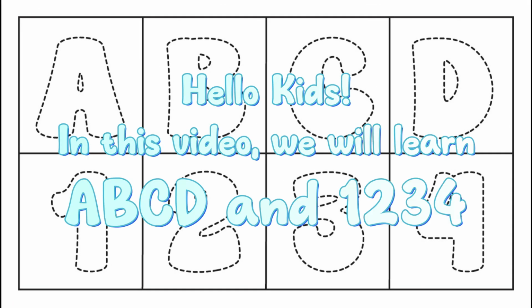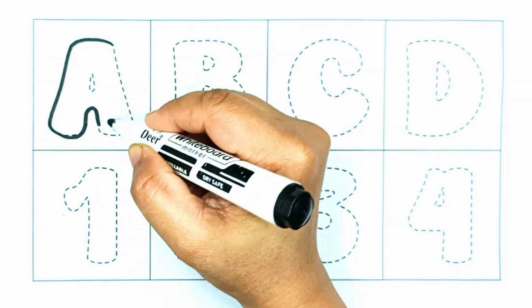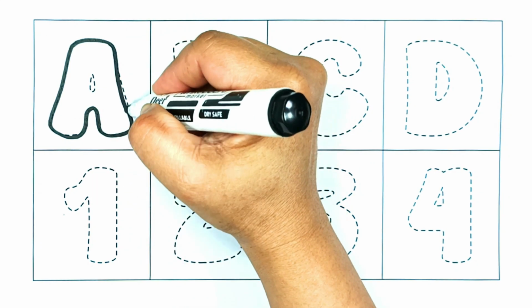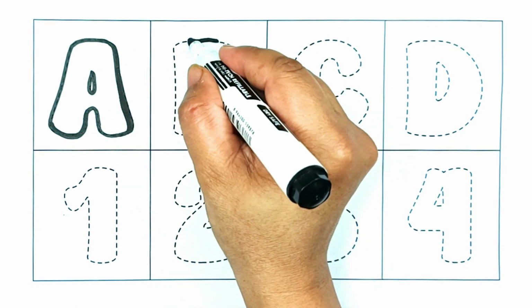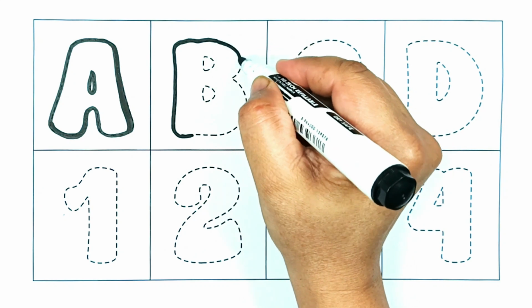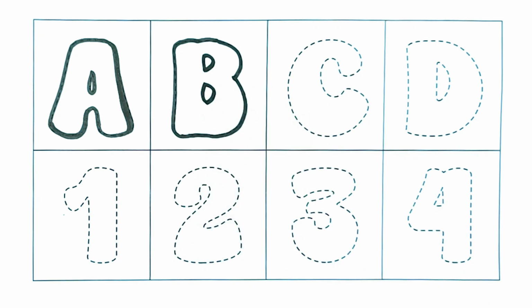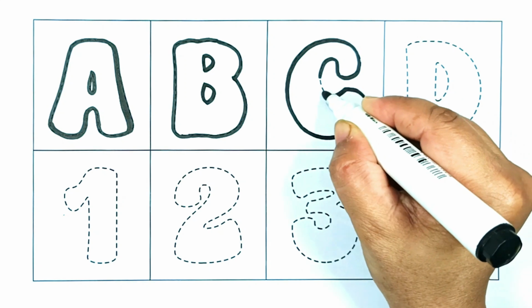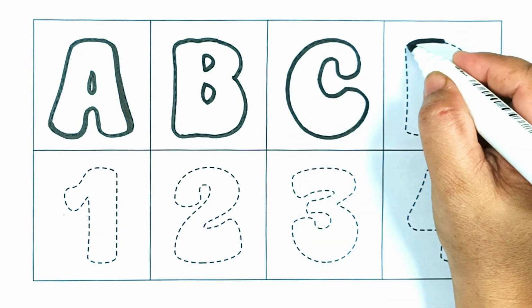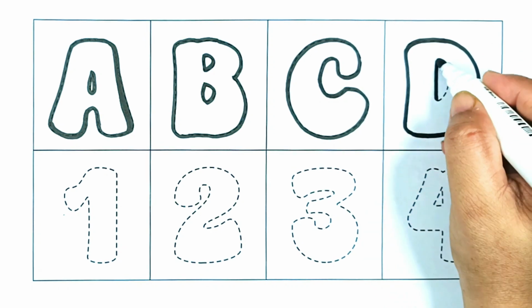Hello kids. In this video, we will learn ABCD and 1 2 3 4. A, A, B, B, C, C, D, D.